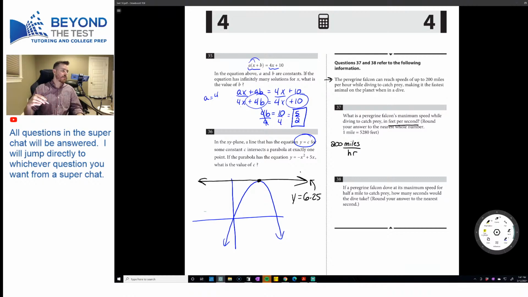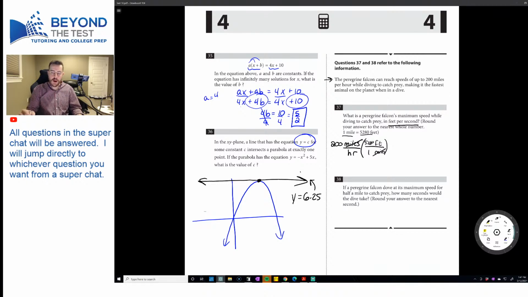So in order to convert this, we're going to multiply by our conversion ratio. If I have miles on the top, I'm going to put miles on the bottom, and I want to convert from miles to feet. So what's the conversion? Well, I know 1 mile is 5,280 feet. So miles will get rid of miles. Now I'm left with feet per hour.